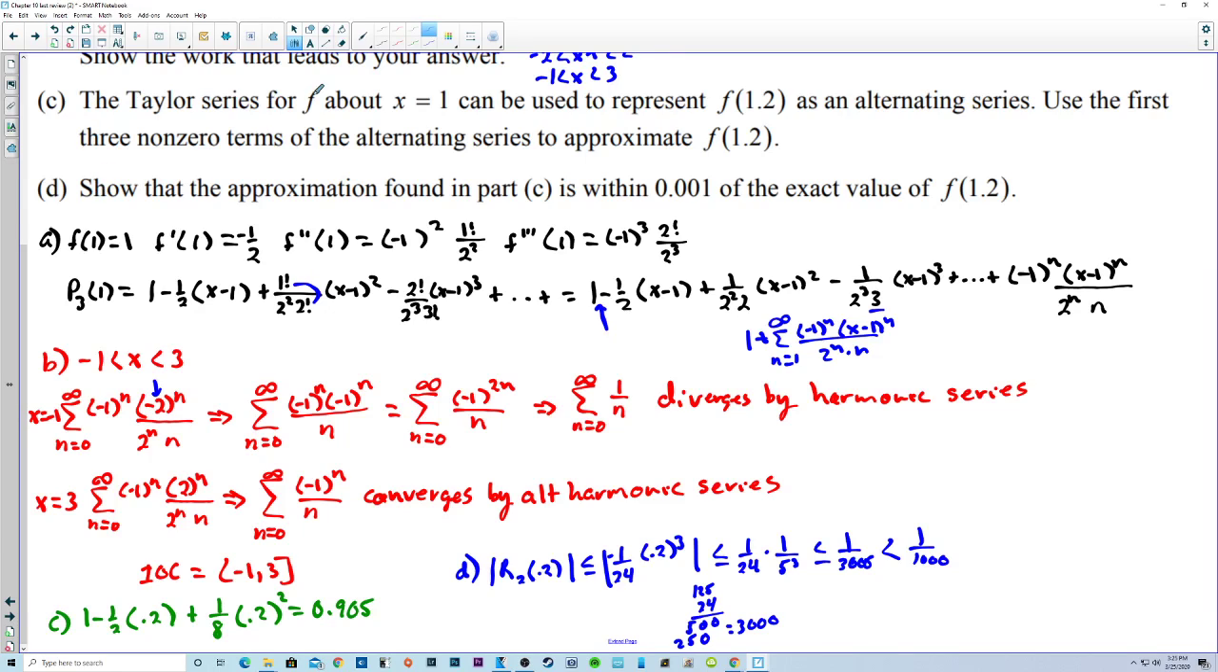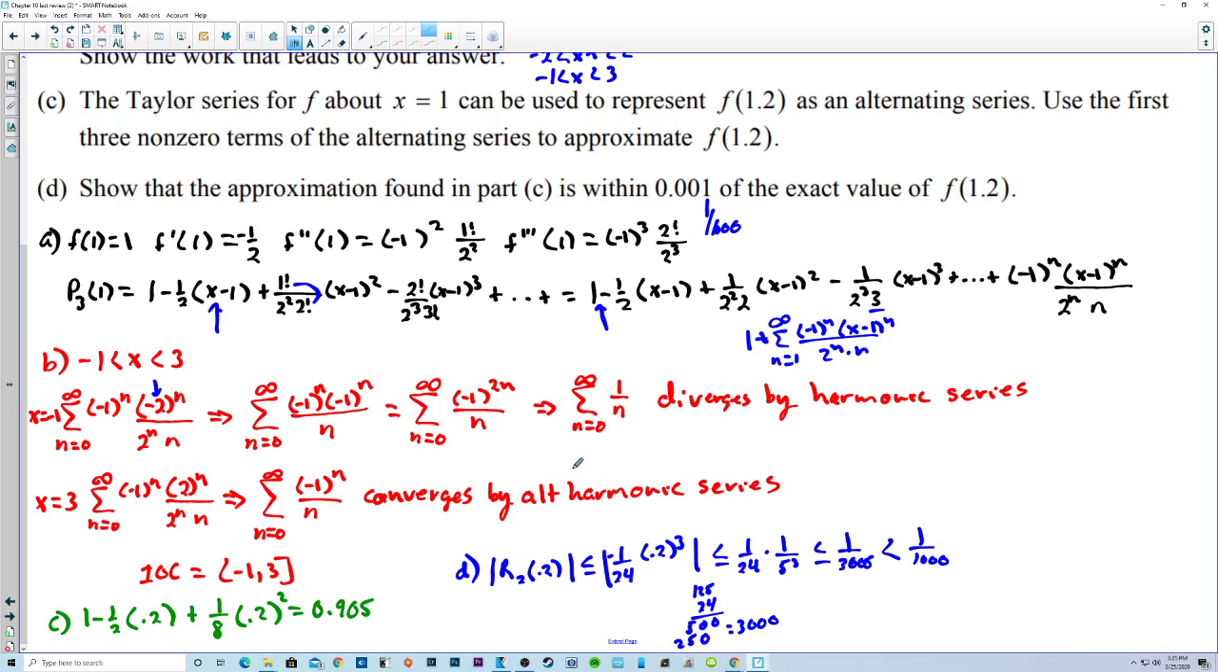Letter C, the Taylor series for f about x equals 1 can be used to represent f of 1.2 as an alternating series. Use the first 3 non-zero terms of the alternating series to approximate f of 1.2. So here's 1.2 plugged in, and 1.2 minus 1 is 0.2. So you get 0.905. Now show that the approximation found in part C is within 0.001 of the exact value of f of 1.2. Well, that's 1/1000th, by the way.